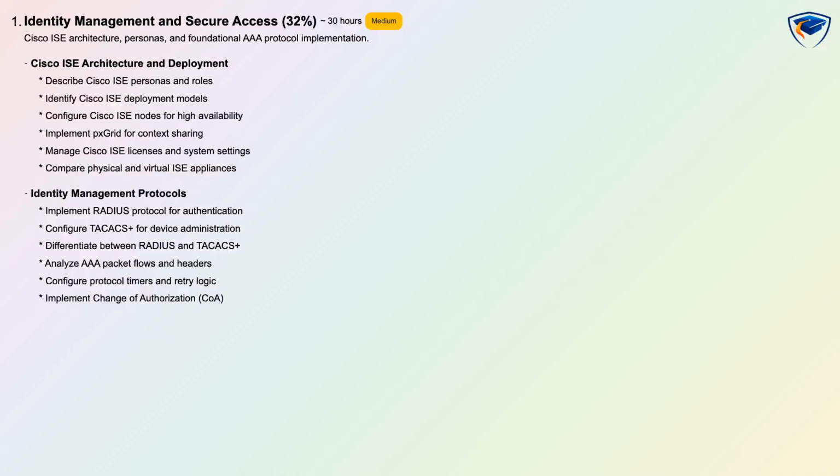You will learn Cisco ISE architecture and deployment models, how to configure personas and roles, and how to set up nodes for high availability. The domain also covers pxGrid for context sharing, license and system management, plus core AAA protocols including implementing RADIUS, configuring TACACS+, differentiating their packet flows and implementing change of authorization.